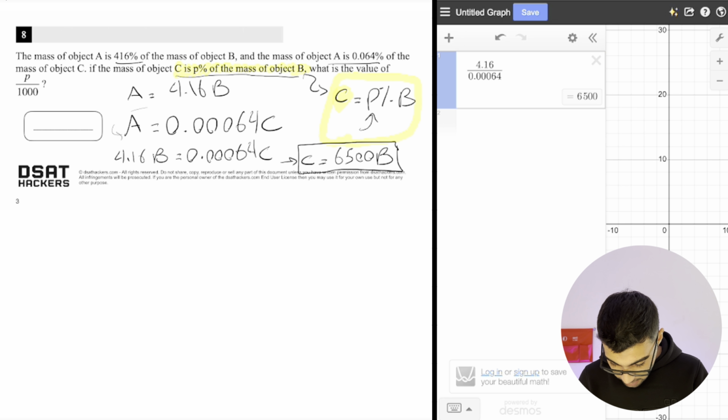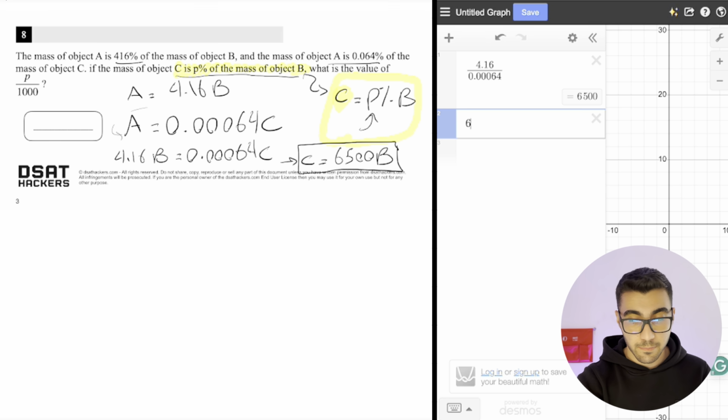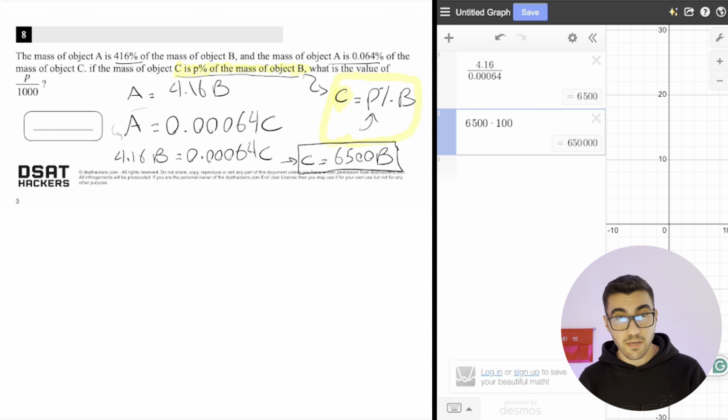Now, very tricky question. This is in decimal. This is in the number, not as percent. But if you pay attention here, P is in percent. So what did we do when we converted percent to decimal? We divided by 100, right? Now we're going to do the opposite to make it back to percent. So we're going to multiply this by 100. So 6500 times 100, you get 650,000. So P is 650,000.